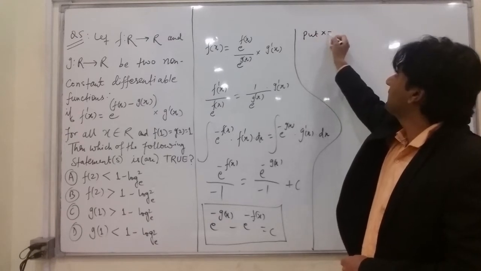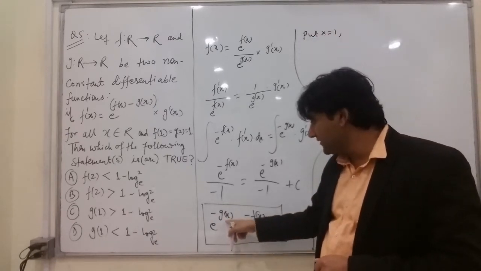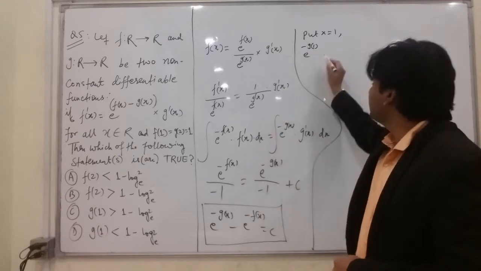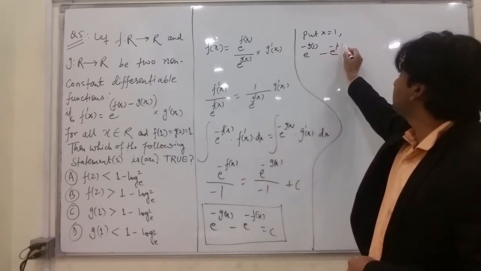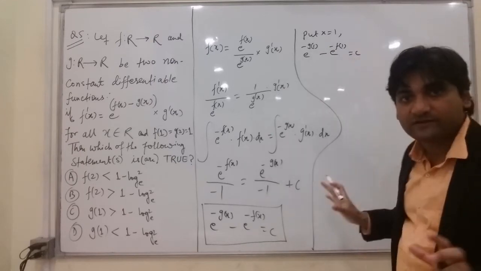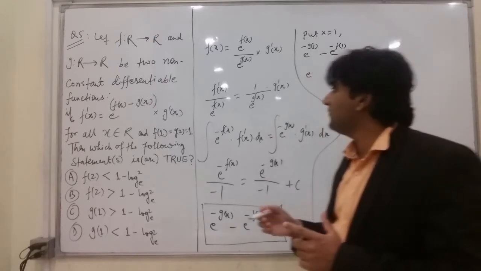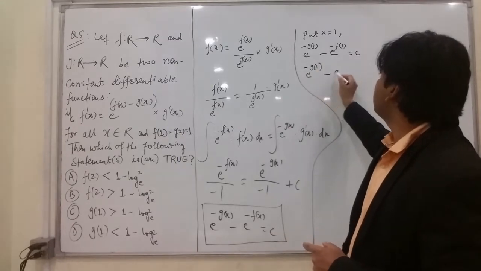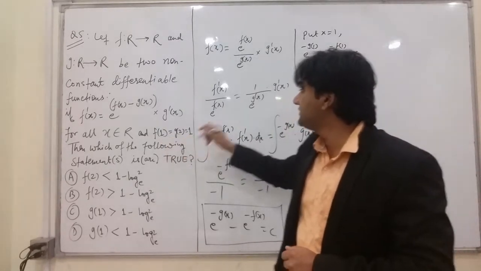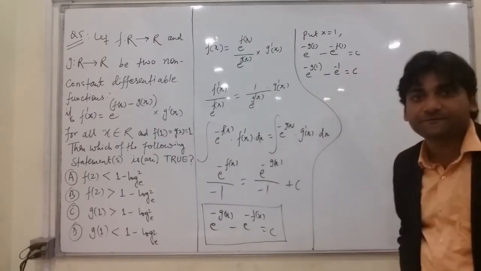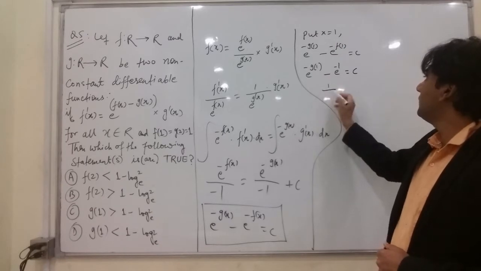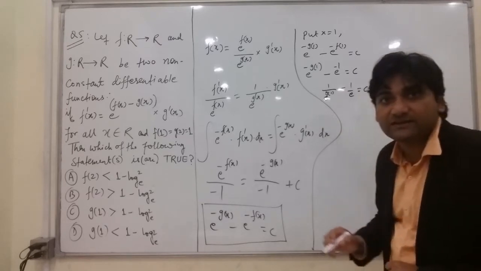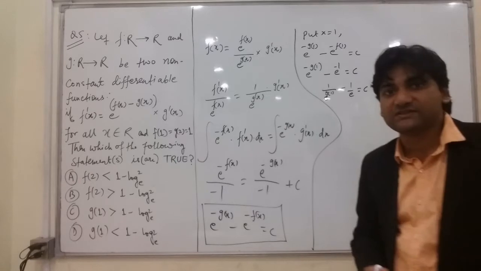Put x equals 1. So if we put x equals 1 right here, we will have e raised to minus g(1) minus e raised to minus f(1) equals c. We have f(1) is 1, so this is minus 1 equals c. So now we got 1 over e raised to g(1) minus 1 over e equal to c. This is my first equation. I am considering this one as the first equation.